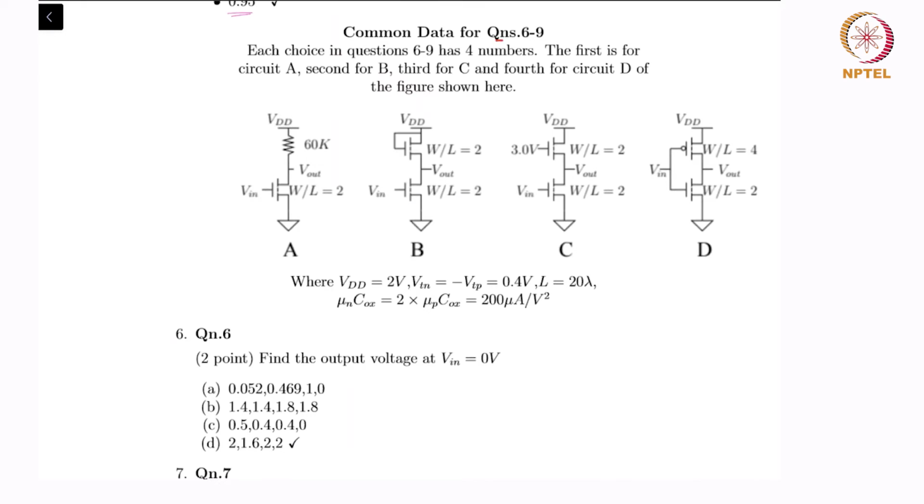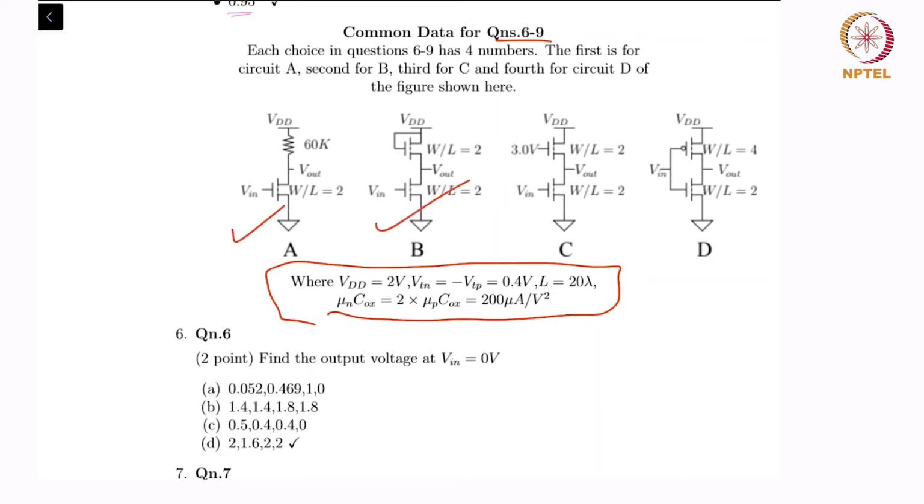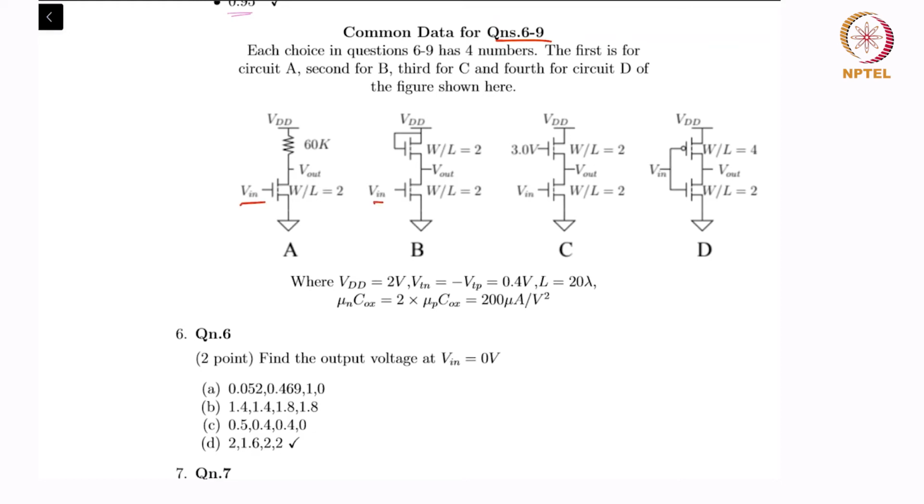So for questions 6 to 9, we are actually given some common data about the constants involved in the current equation, and we are given 4 circuits A, B, C, and D, and we are asked to find out the various quantities regarding the circuit for the different values of VIN.